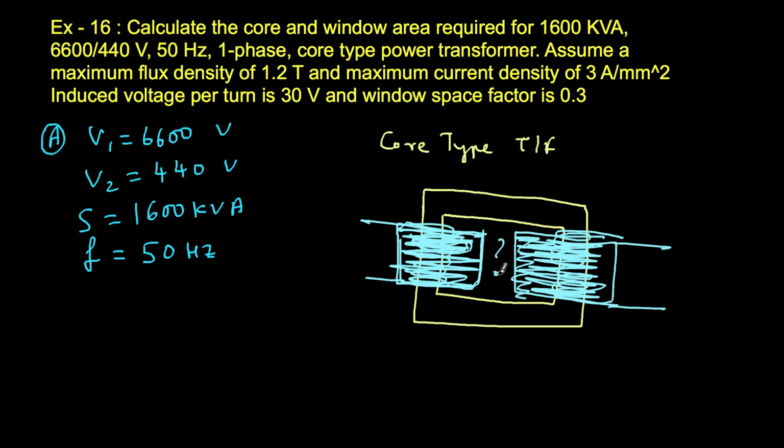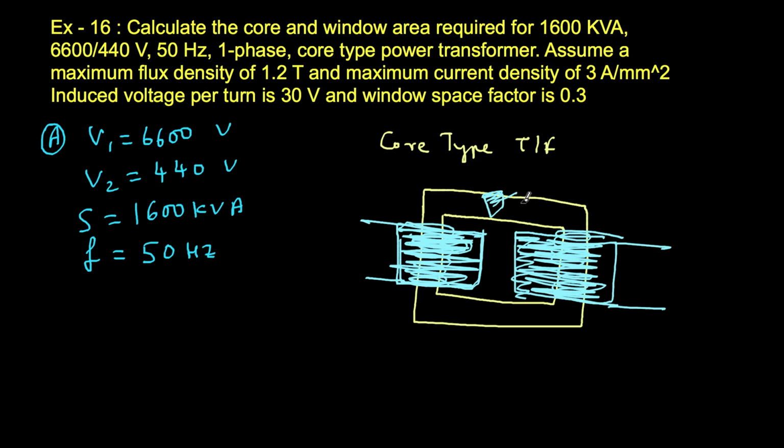So why this extra place? You can actually reduce this length and make it more compact. So we are trying to minimize the length of the transformer, also the cross section area. So we want to minimize the cross section area. The area we want to use as efficiently as possible. So that is what this question is about: core and window area.